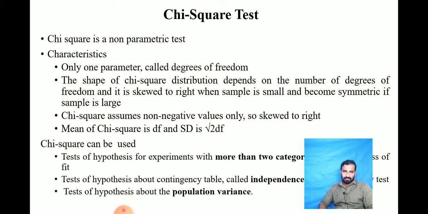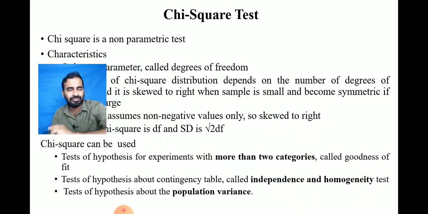Clear? Yes. Then for what purpose can we use the chi-square test? The chi-square test can be used mainly for three purposes. The first one is to test the hypothesis of an experiment with more than two categories.